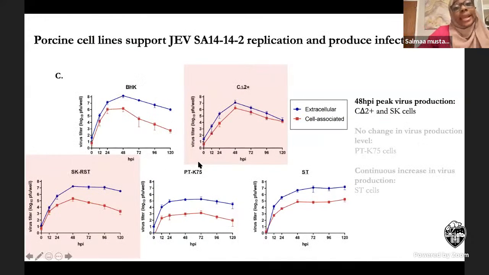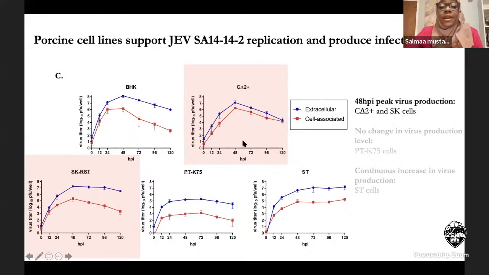So here is what will help you determine what time point you're going to do IFA. Okay, so here is showing the virus titer from 0 to 120 hours post-infection. My positive control cells, BHK, they go high, and at 48 hours, that's the peak of virus replication, and then they begin to die, right? The same for CD2, the peak period was 48 hours post-infection, with the kidney too. However, for swine testis, the replication continued throughout 120 hours post-infection.